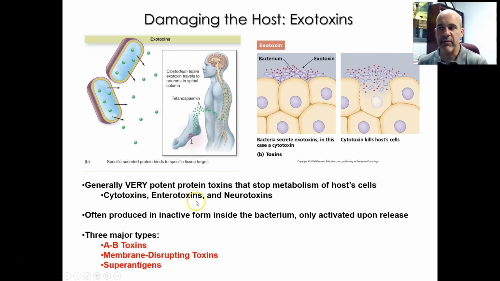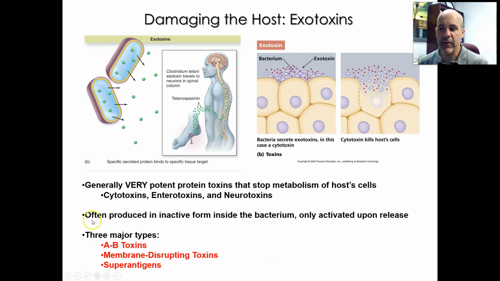Enterotoxins would be a type of bacterial toxin that affects the intestinal tract or the gastrointestinal tract. Usually entero refers to your intestines. Then a neurotoxin is going to be a toxin that acts on the nervous system. So up here, this tetanospasmin, that protein that's made by Clostridium tetani, is an example of a neurotoxin because it's interfering with proper communication between your motor neurons and skeletal muscle fibers. So that's one way that bacterial exotoxins can be classified.